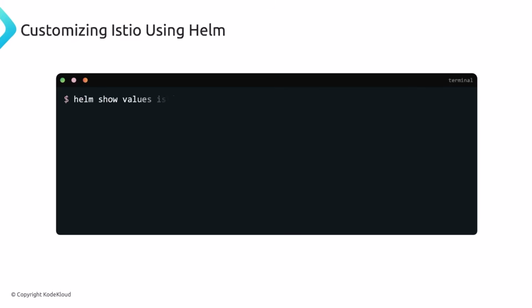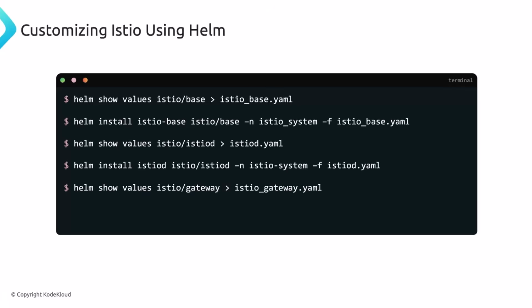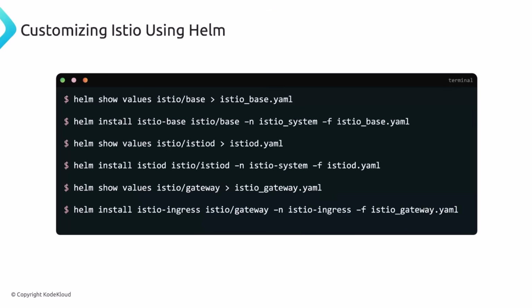You can also customize the Istio installation using Helm. The easiest way is to use helm show values for a certain chart, for example istiod in this case. You can inspect the options, make changes, and then install the Helm chart using the -f file option to use those values. You can do the same thing for istiod and the same thing for the Istio gateway. You are dumping the values into a file, making changes to that file, and then using that file for the values to install one of those charts.